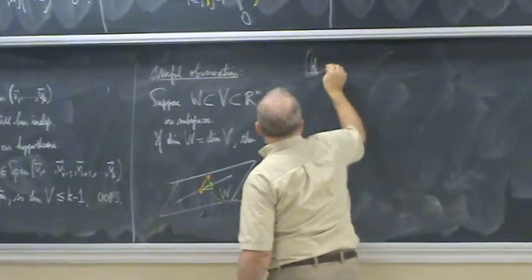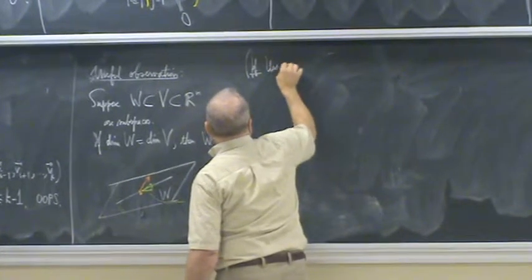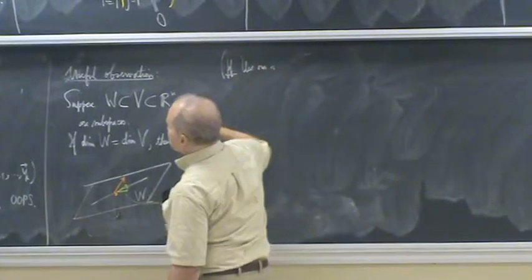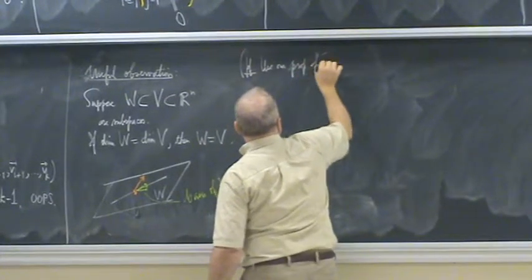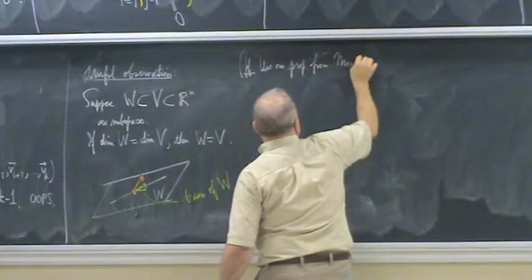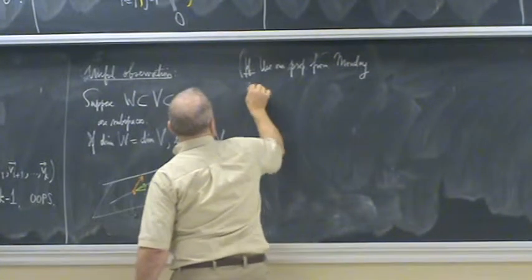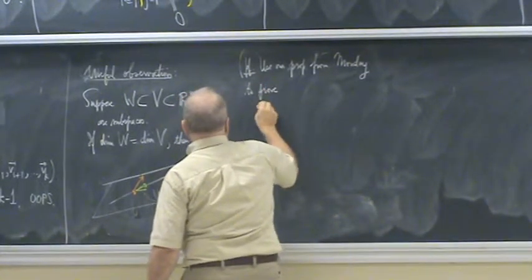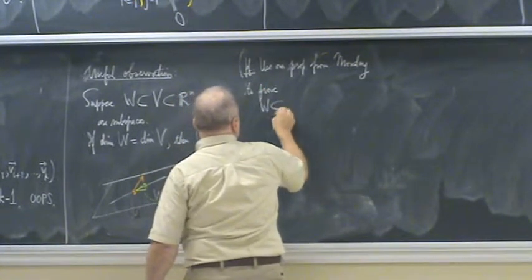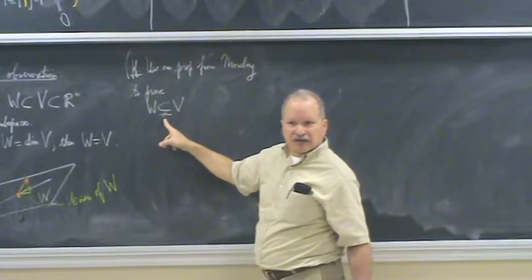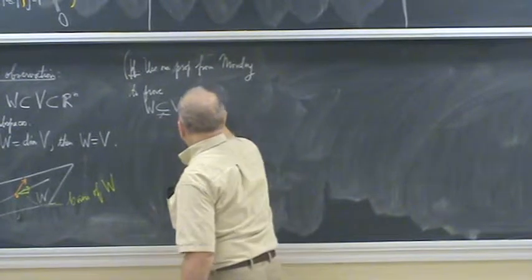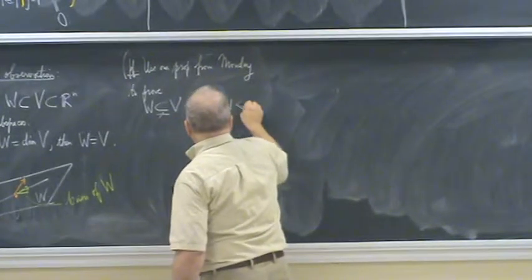Proof. Use our proposition again from Monday to prove: W proper subset of V, which I like to write this way. It's a subset, but it's not equal. That's proper subset, implies dimension of W less than dimension of V.